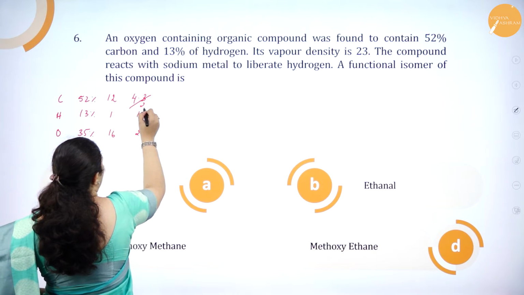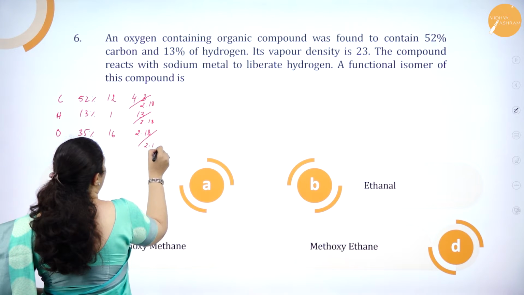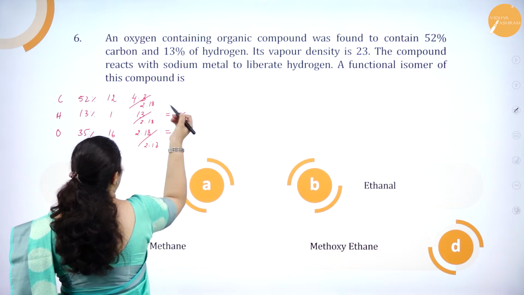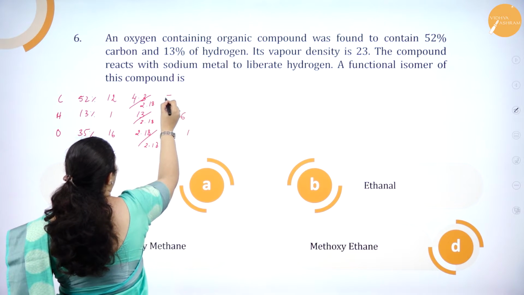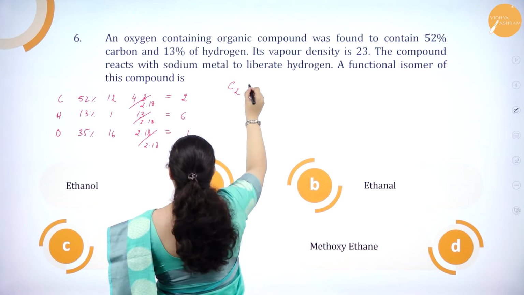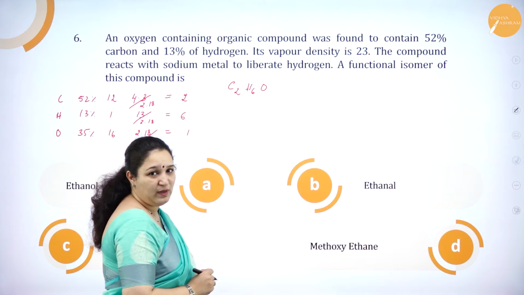So I'll divide everything by 2.18, 2.18, 2.18. So this is equal to 1. This is equal to 6, approximately I'm writing 6, and this is equal to 2. So the empirical formula is C2H6O. This is the empirical formula.